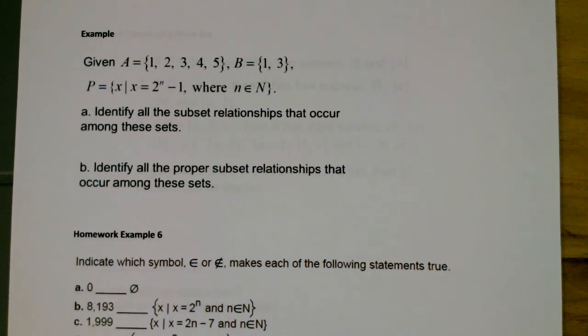So let's look at this example. Let's say we are given that A has these elements 1, 2, 3, 4, and 5. B has the elements 1 and 3. And P is the set of all x such that x is equal to 2 to the n minus 1, where n is an element of the natural numbers. Okay. So here I want to identify all the subset relationships that occur among these sets.